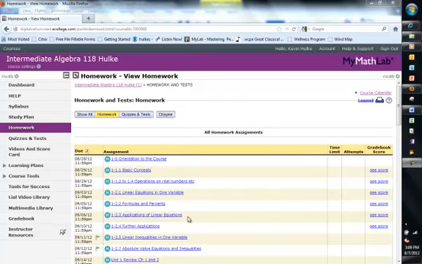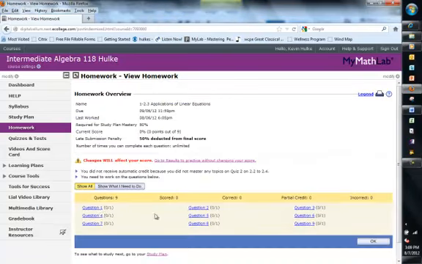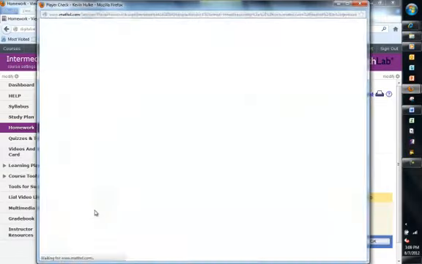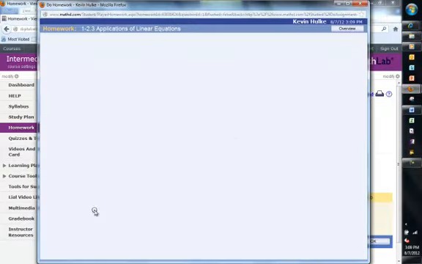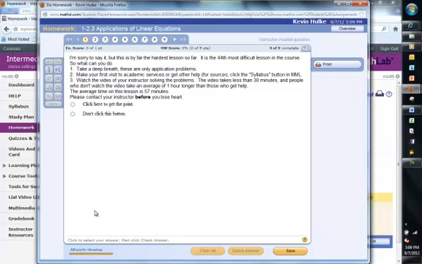Right, we're working on the homework for this lesson. It's the second applications lesson, lesson 1-2.3. This is by far, it says, the hardest lesson so far. It's the 44th most difficult lesson in the course.